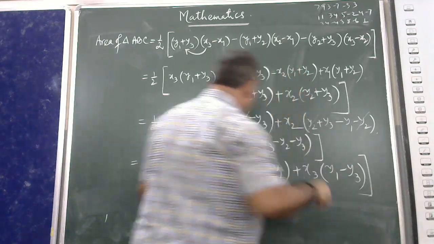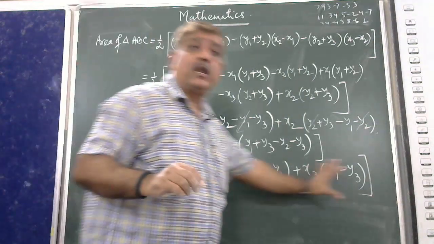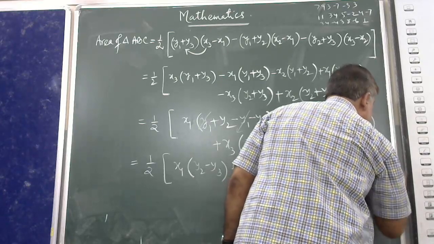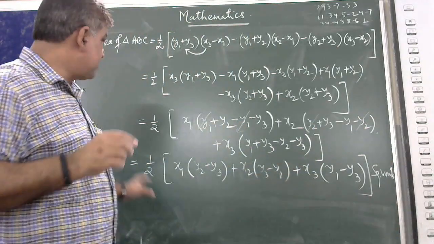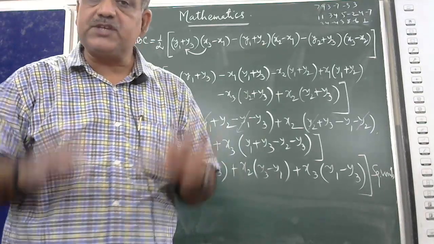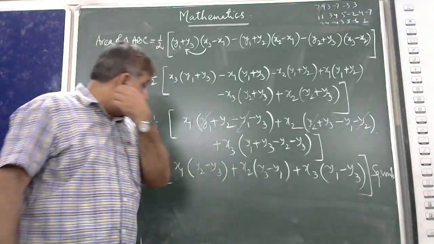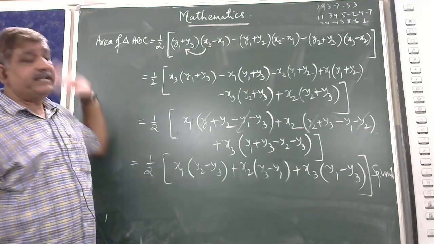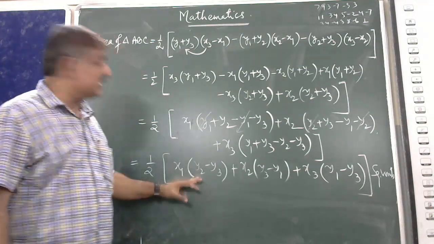So this much will be your area of the triangle. Square units should be added when writing any area, because area always exists in terms of square units. So whenever we are going to calculate the area of a triangle, we should apply this formula.